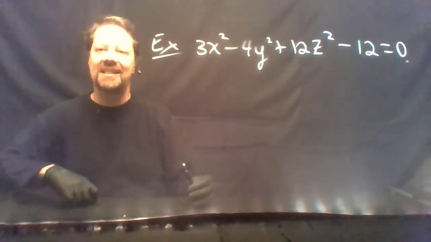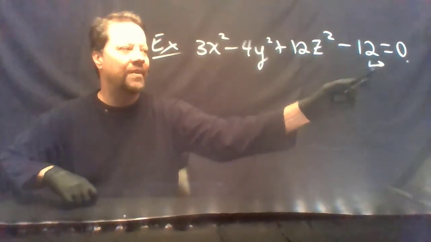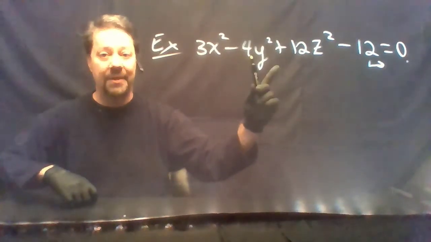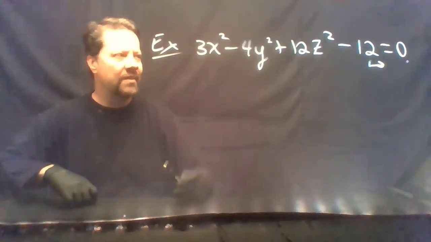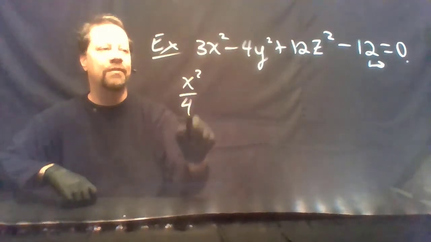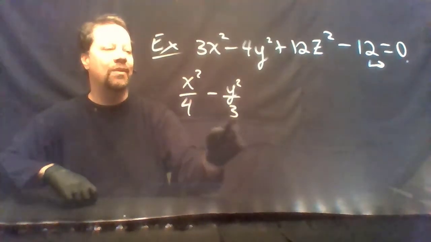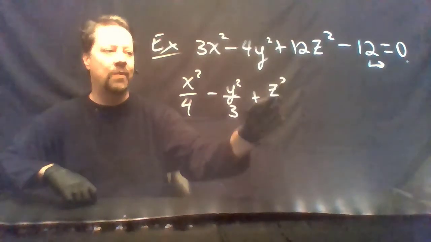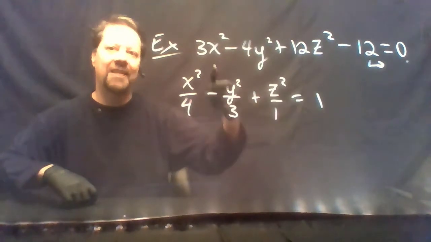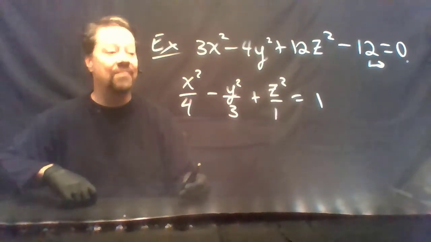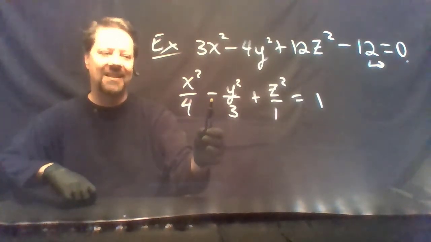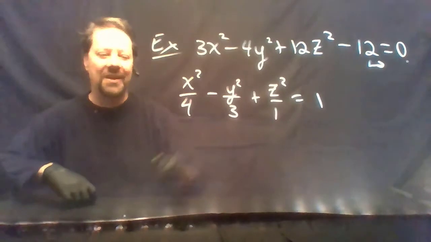To set this into its standard form, we'll have to move the 12 over, and we need these to equal 1 if possible, or 0. Since we can divide both sides by 12, we'll have x²/4 − y²/3 + z²/1, if you will, equals 1 after we move the 12 over and then divide both sides by 12. When we cancel, we get this. You can see we have 1 minus sign. That makes this a hyperboloid of 1 sheet.